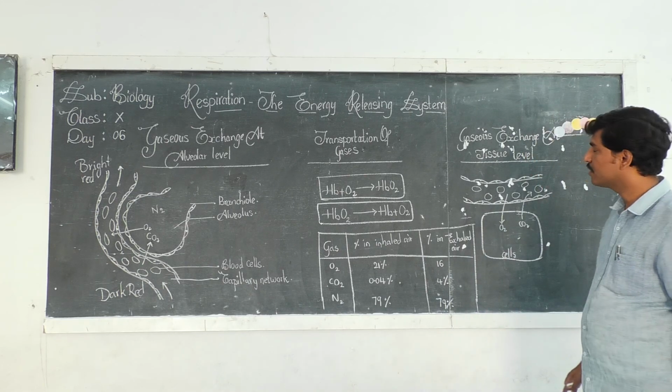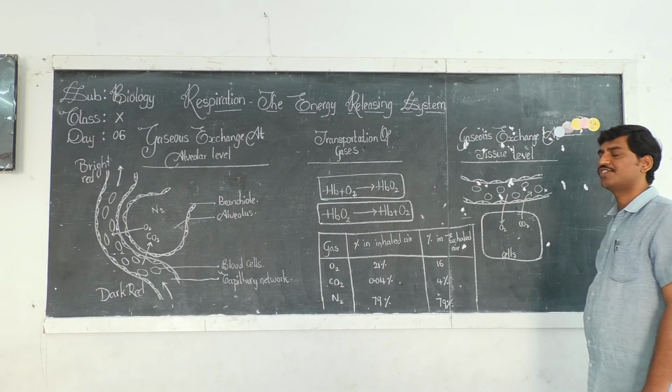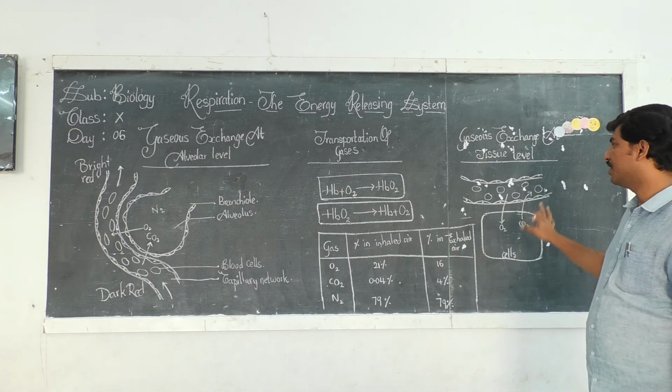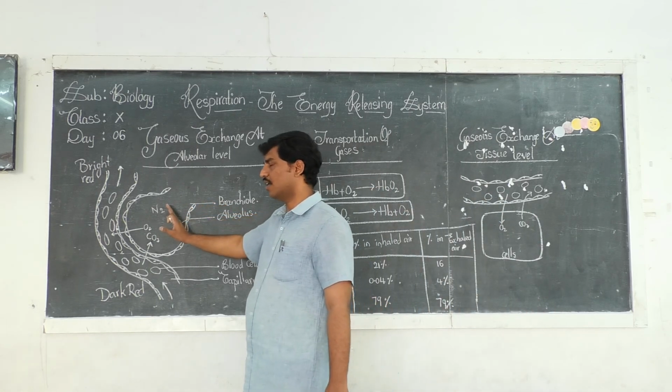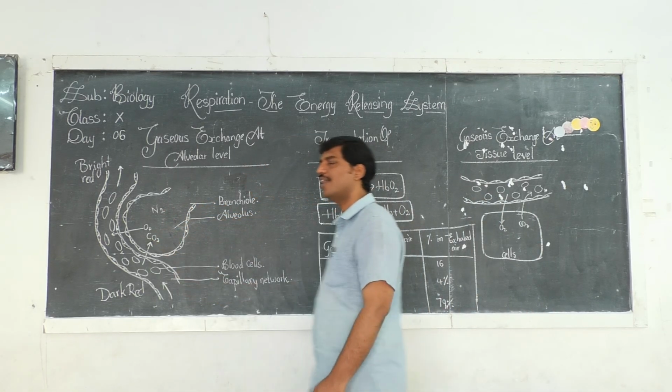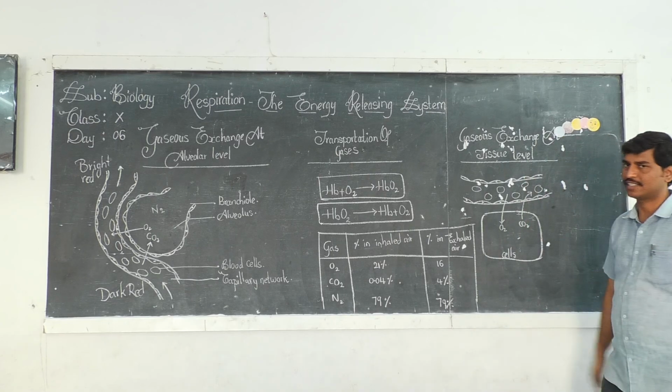Then next, let us look at how gas exchange takes place at the tissue level. See how the gases are exchanged at the alveolar level. The opposite way this is going to take place.